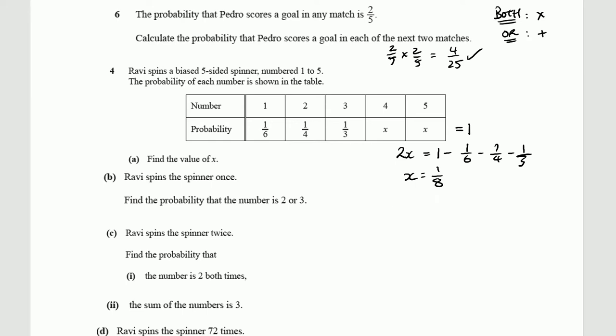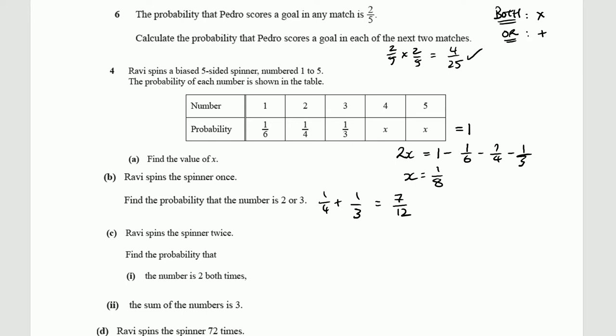If he spins the spinner once, we want to find the probability the number he lands on is a 2 or a 3. Well, for or, we add our probabilities. So I do 1/4 add 1/3. This comes out as 7/12.